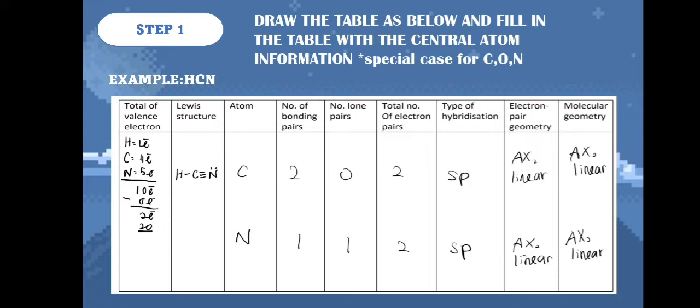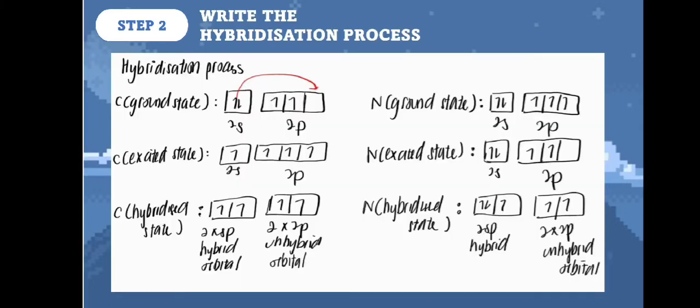So the central atom is C and N, and then we need to know the number of bonding pair, lone pair, and the total number of electron pair, and then identify the type of hybridization, the electron pair geometry, and the molecular geometry. The second step is we need to write the hybridization process.